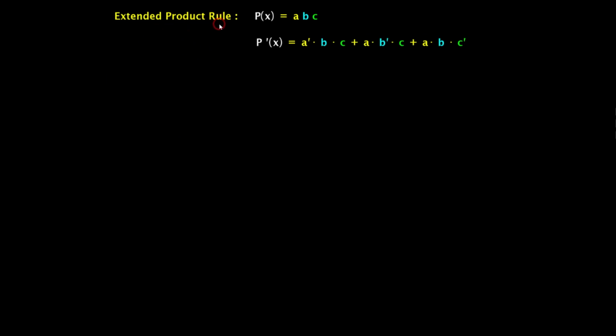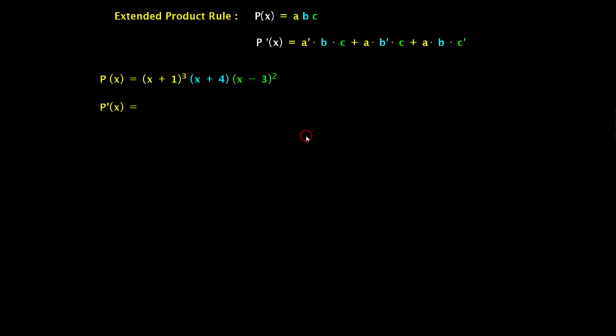So what is the extended product rule? The extended product rule is, if we have a function p of x whose value is a times b times c, three factors, then the derivative p prime x is going to be a prime b c, which is the derivative of a, copy the next two values, plus a b prime c, copy a, find the derivative of b, copy c, plus a b c prime. Copy the first two factors, find the derivative of the last one. Very easy. So an example: p of x is x plus 1 with the power of 3, times x plus 4, times x minus 3 with the power of 2.